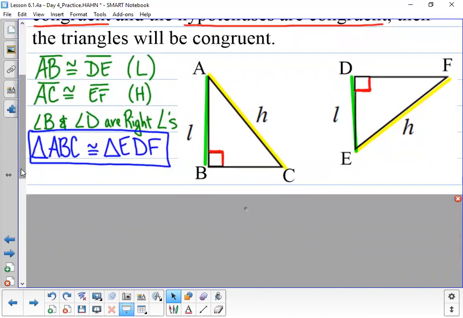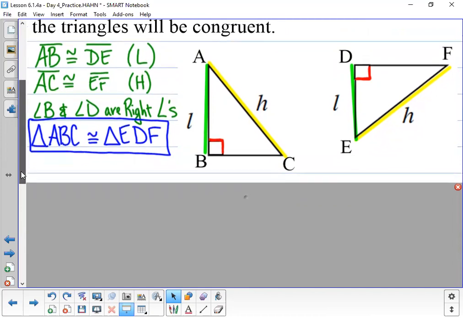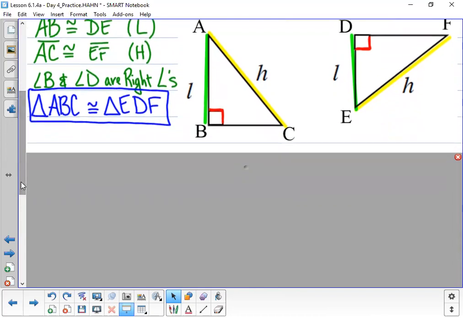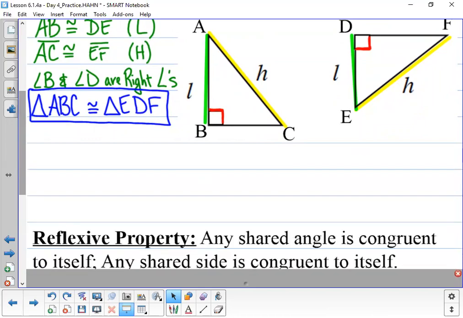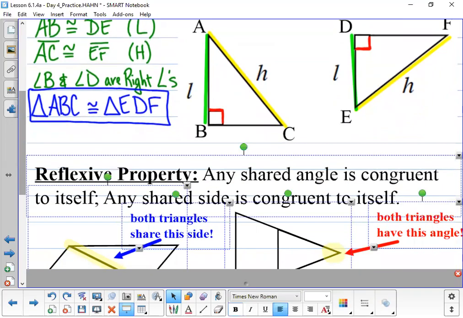There are some little nuances that you're going to see a lot in these problems where you're trying to figure out if the triangles are congruent. So I want to make sure that you have this in your notes as well, so that when you're looking at 2 triangles trying to decide if they're congruent or not, you can use these ideas to help you. The first one is the reflexive property.